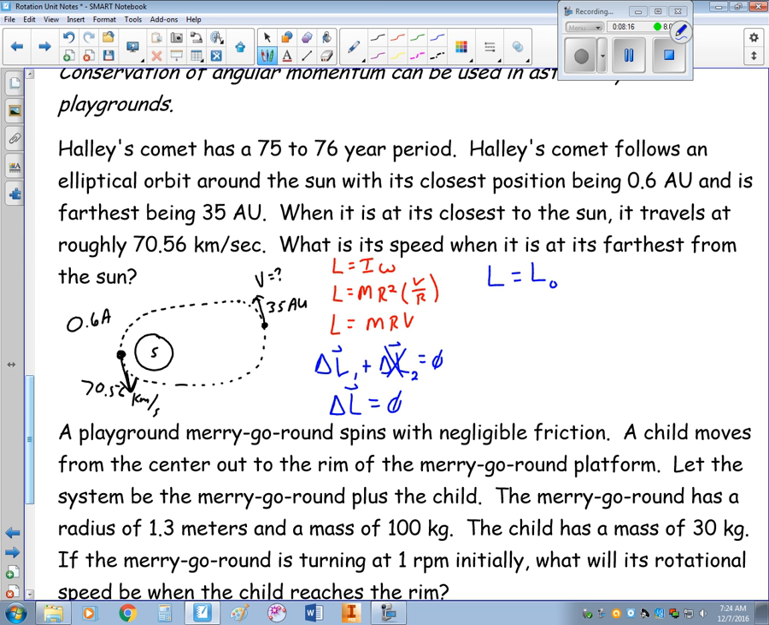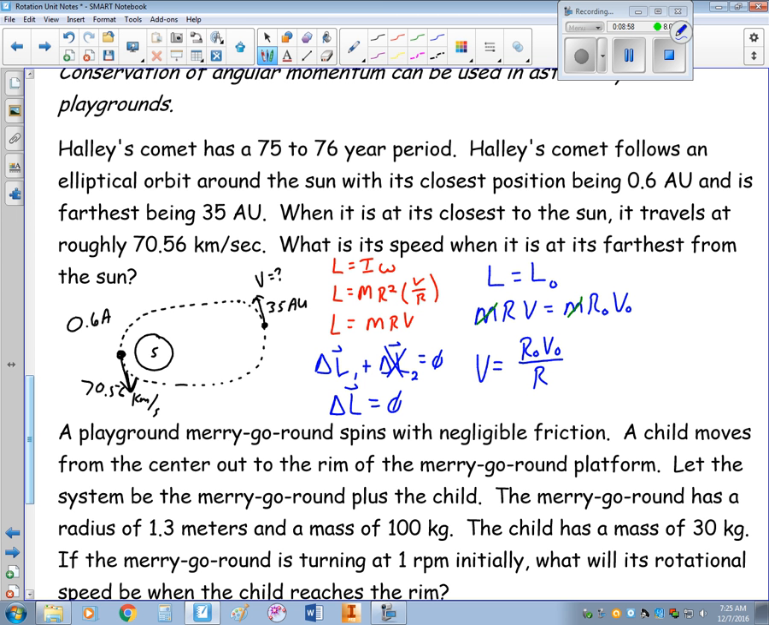So we have mass times final radius times final velocity equals mass times initial radius times initial velocity. And again, we have some canceling. The masses go away. And I get this nice little relationship: final radius times final velocity equals initial radius times initial velocity. So the final velocity would equal that right there. So now we just have to plug in our values.